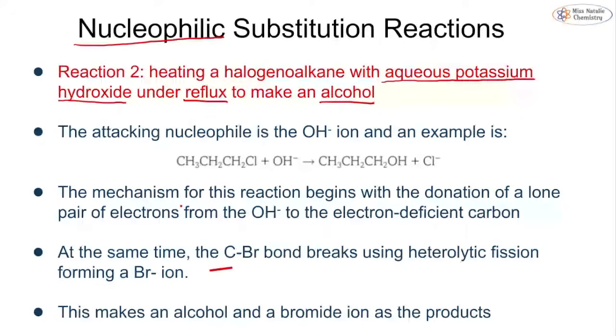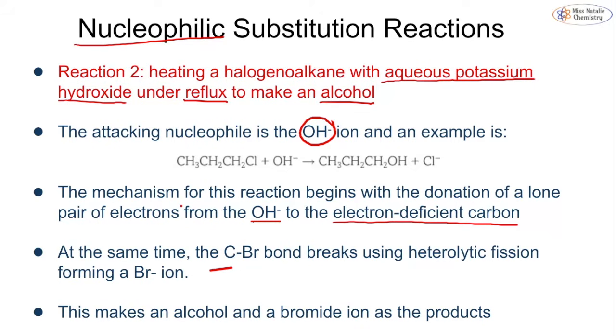Now, our attacking nucleophile in this case is the OH-, and an example here is our 1-chloropropane forming propan-1-ol plus our chloride ion. The mechanism for this particular reaction begins with the donation of a lone pair of electrons from this OH- to our electron deficient carbon. Remember, all of these are going to go through our electron deficient carbon. That is our site of nucleophilic substitution.